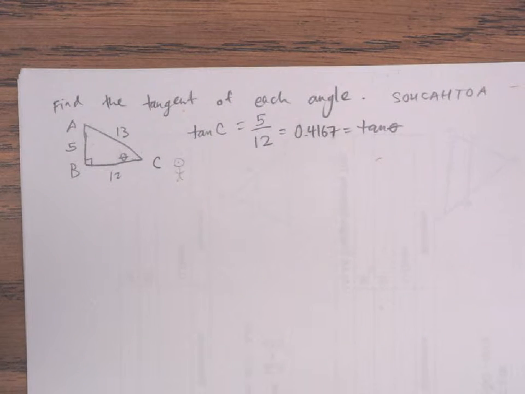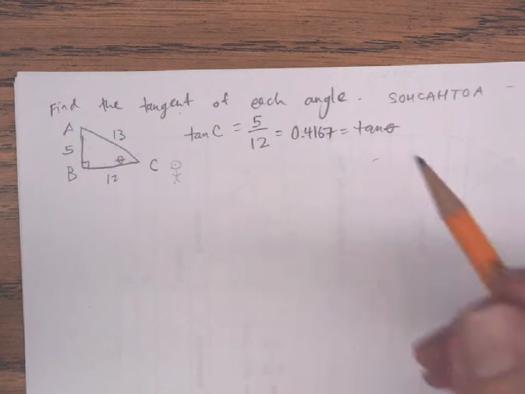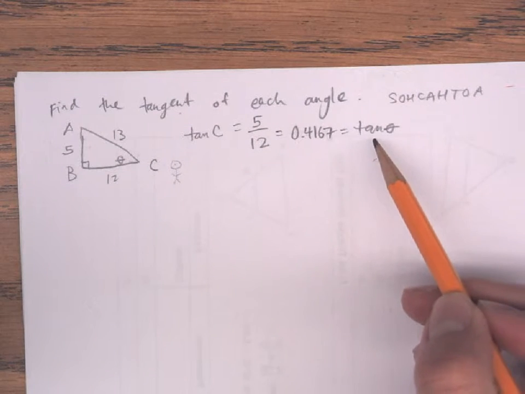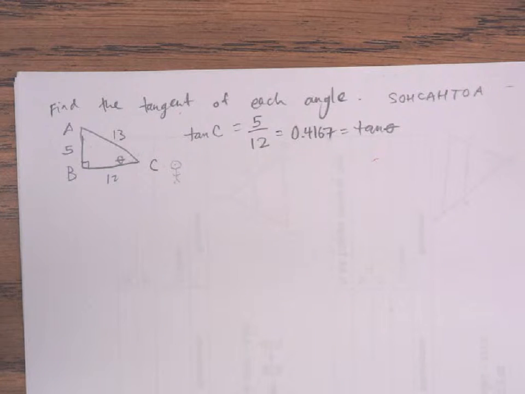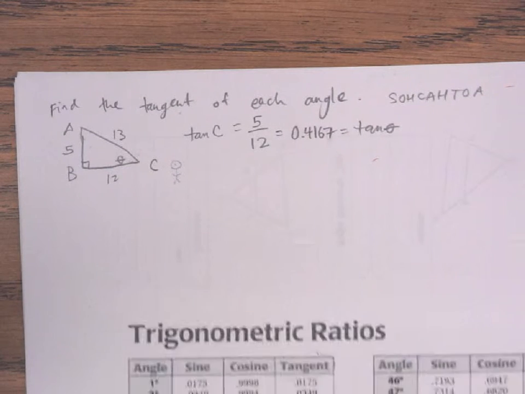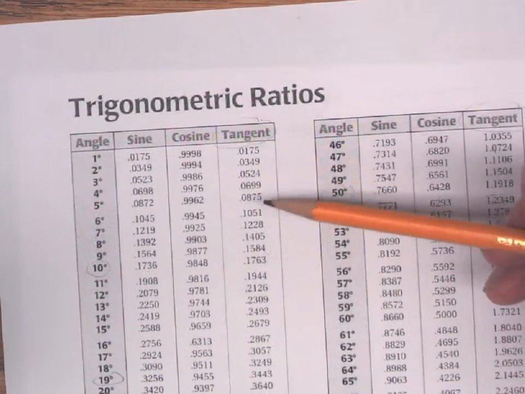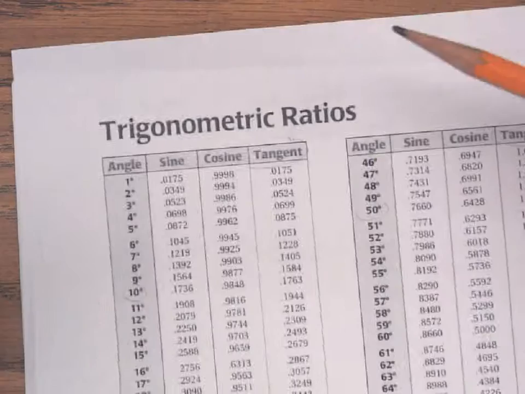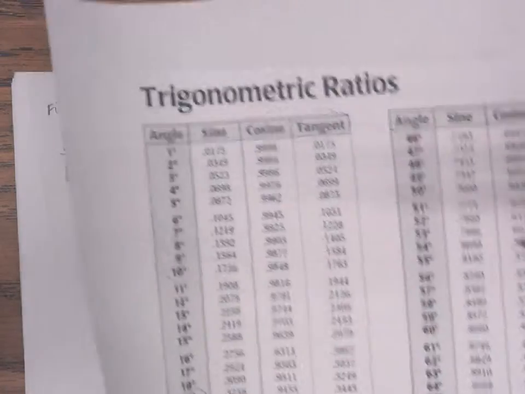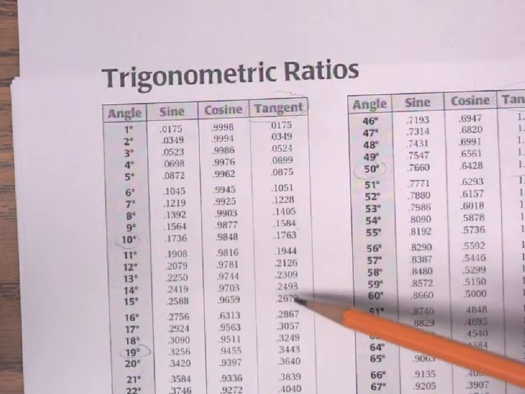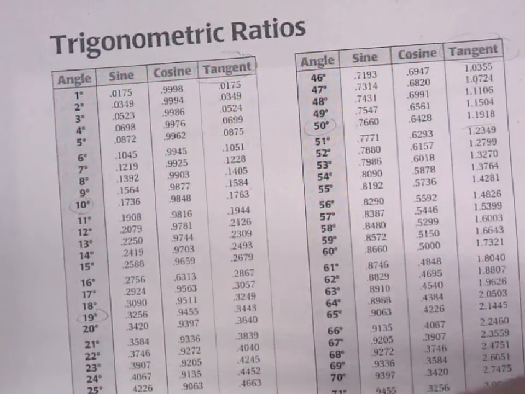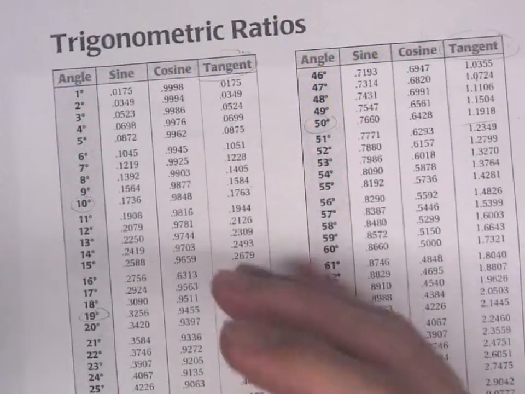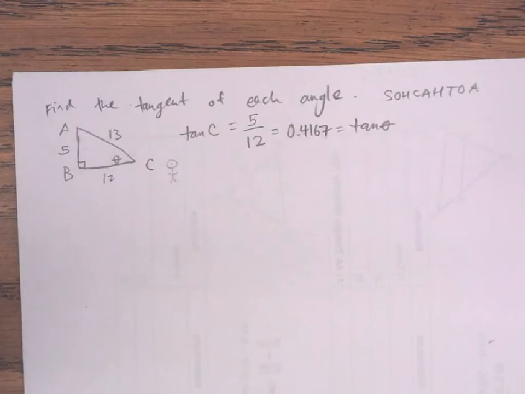What this means is that if you went back into your trigonometric ratios and looked for tangent, you try to look at a relationship between these numbers. What you could actually do is go back and look at where 0.4167 is. So 0.4167 will be somewhere between 22 and 23 degrees. So if you had to work backwards, that means this angle here is going to be 23 degrees.